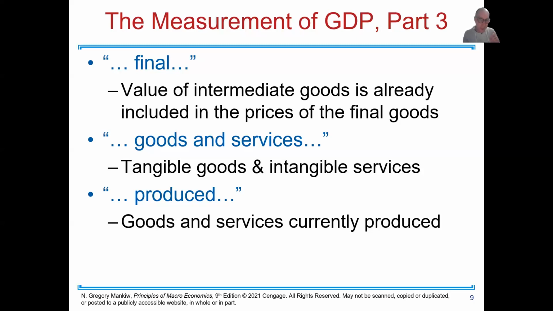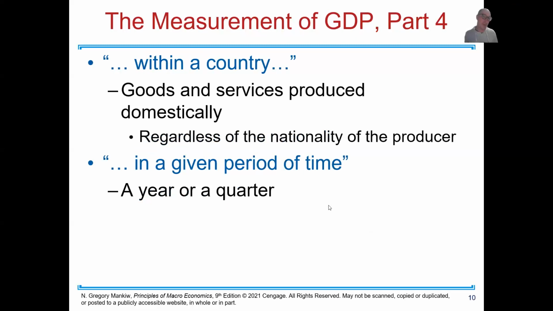And we also measure the goods and services that are currently produced, not ones in the past. We've already measured what happened in the past. We're only looking at what's happening today. That's how we measure gross domestic product. We also look at goods and services produced within the country. So for gross domestic product, I'm only interested in goods and services produced in the United States, regardless of where the producer's from.